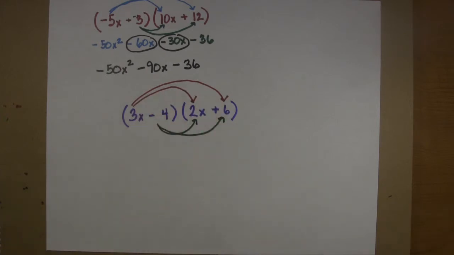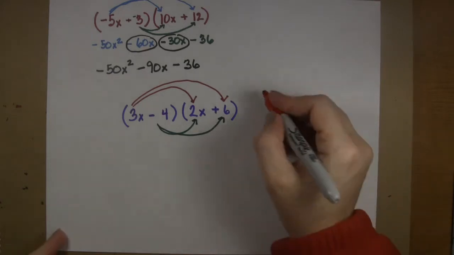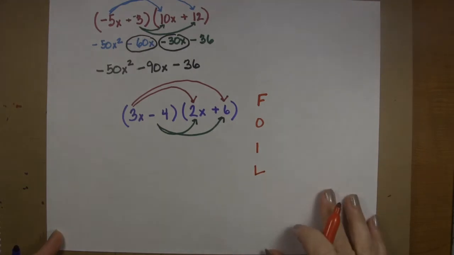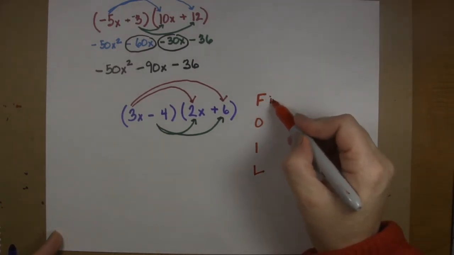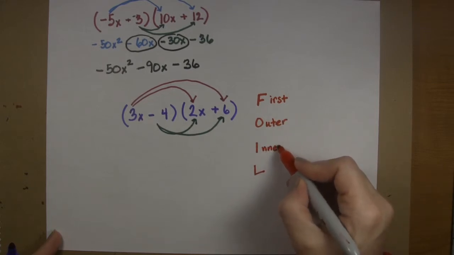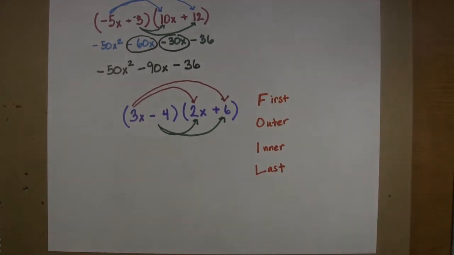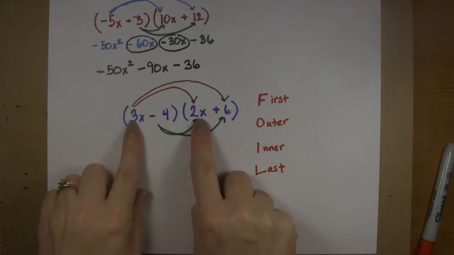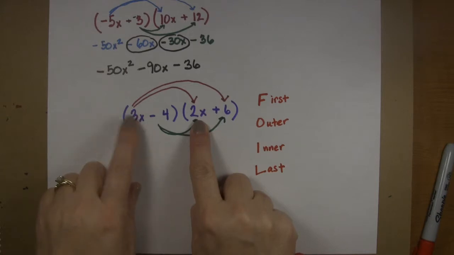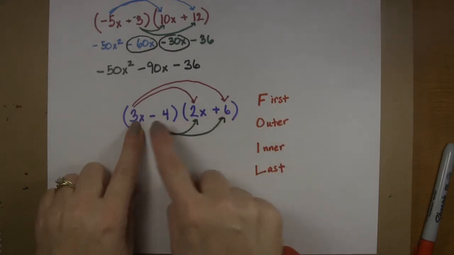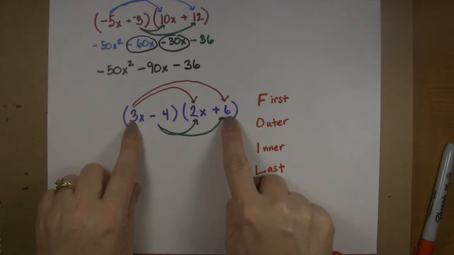All right, well, if you are a fan of acronyms, you will like this. The FOIL method stands for first, outer, inner, and last. The reason that they're called that is because the first thing that we multiply are our two first terms: the first term in this binomial times the first term in that binomial. That's the first. The second one we do is the first term over here times the last term over here.